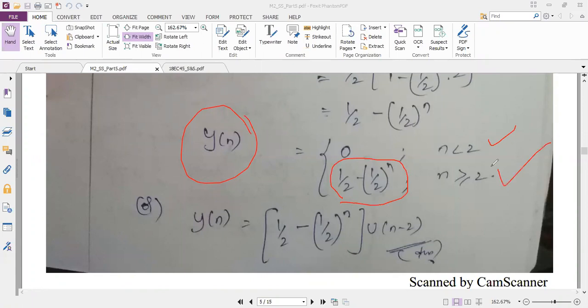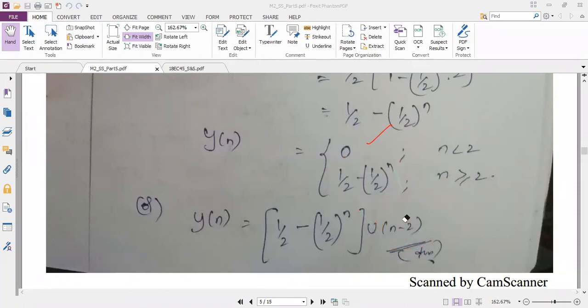So instead of writing the output in two lines, one with 0 and other with the output, I can combine it together and I can write with the unit step signal. So this concept we have discussed in previous class, I think the third problem. So I can write it as 1 by 2 minus 1 by 2 power n multiplied with u of n minus 2. This n minus 2, what it says, my output will start only at n is equal to plus 2. So here it is the same thing. My output will start when n is greater than or equal to 2.